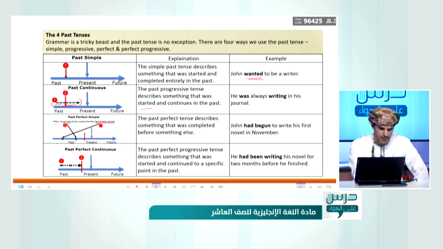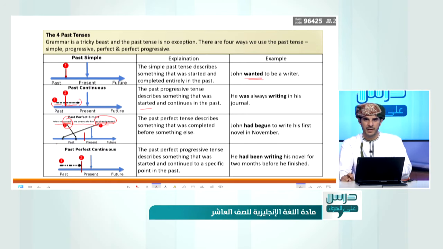When we arrived at the cinema, the film had already started. So we arrived at the cinema, the film had already started, which is number one. The film had already started, then we arrived at the cinema. Okay? John had begun to write his first novel in November.